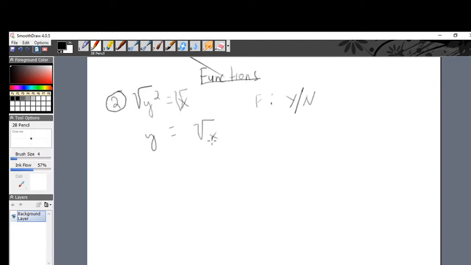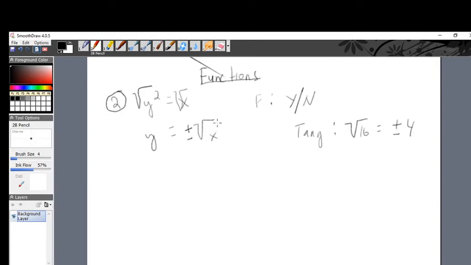Now remember, this is a little tangent from the past. If you take the square root of 16, then there are 2 answers: the plus 4 and the negative 4. So over here, when we took the square root of both sides, this is a plus or minus.